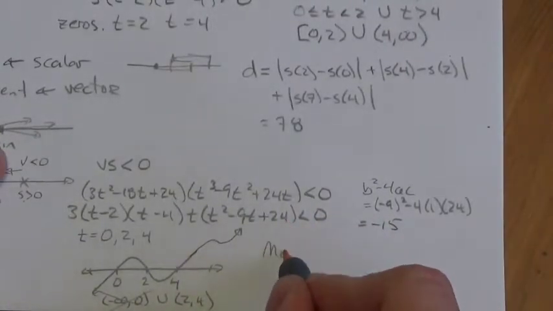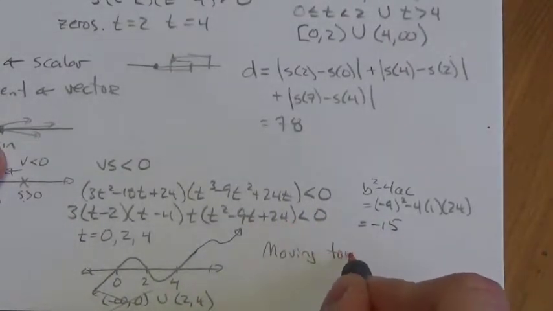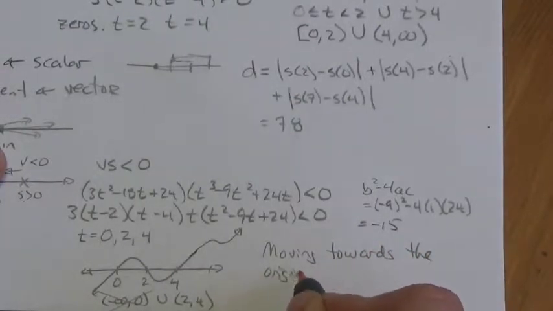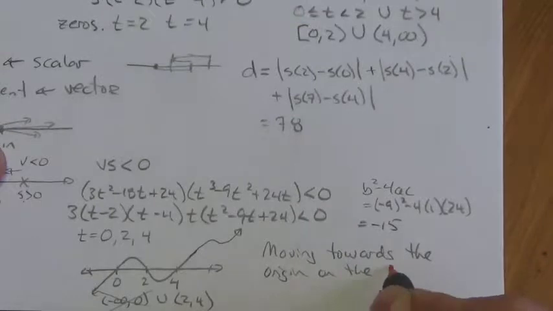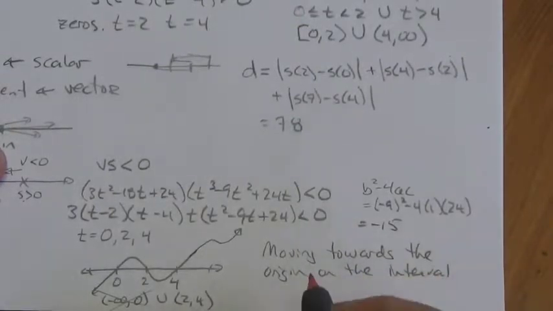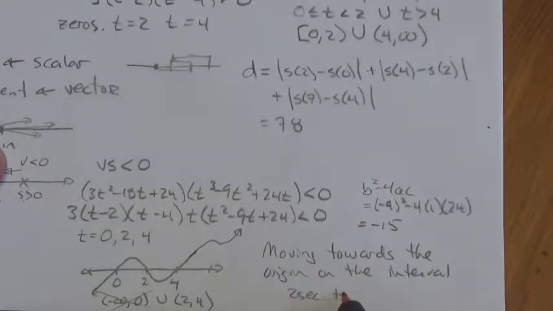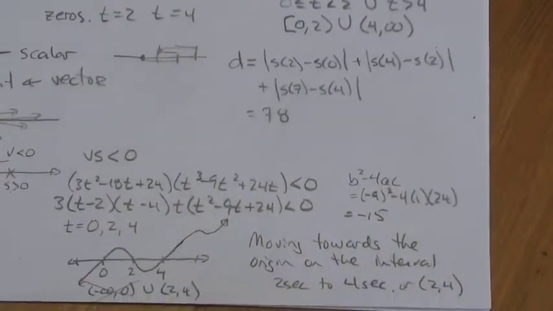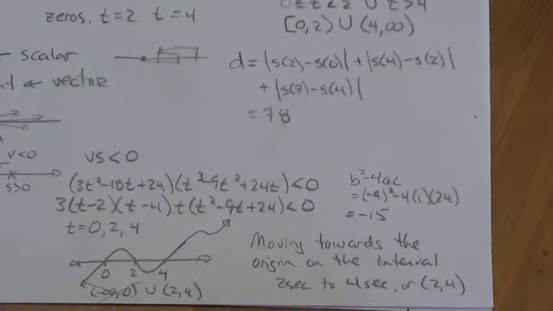So this is going to be moving towards the origin on the interval from 2 seconds to 4 seconds, or 2 to 4 if you want to write it like that. Okay, and I'm going to use the parentheses there because I'm going to assume that we're not interested in the spot where it stops. Okay, so there you go.